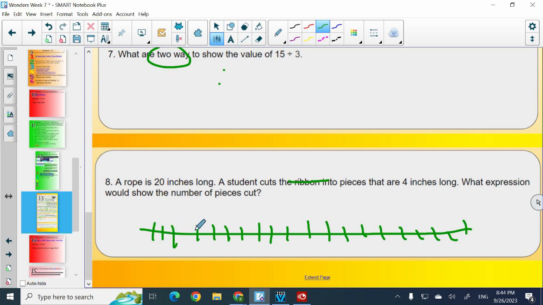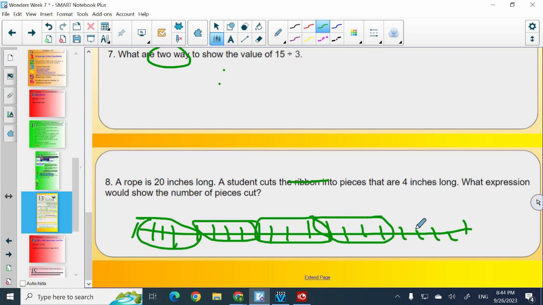1, 2, 3, 4. And actually here's 0. So 1, 2, 3, 4. Cut. 1, 2, 3, 4. Cut. 1, 2, 3, 4. Cut. 1, 2, 3, 4. Cut. And finally 1, 2. Oops, actually this would have been like that. 1, 2, 3, 4. Cut. And then how many is that? Well, I cut it once, 2, 3, 4, and 5 times.